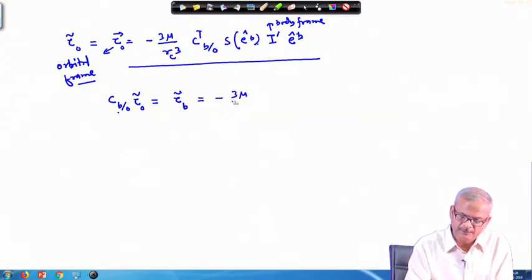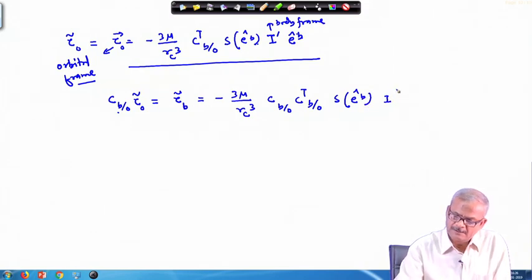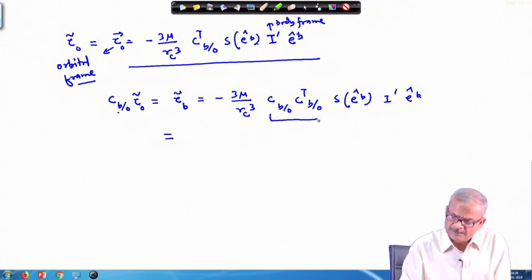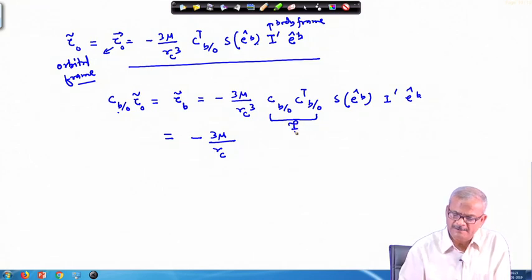On the right hand side we have 3 mu by R C cube, and then C B slash O times C transpose B slash O S E cap B, and then I prime E cap B. So, this quantity is nothing but identity, because it is a rotation matrix, and C times C transpose will be equal to identity, and therefore, this gets reduced to R C. So, this is your identity matrix, which we have represented like this. This is identity or unit matrix.